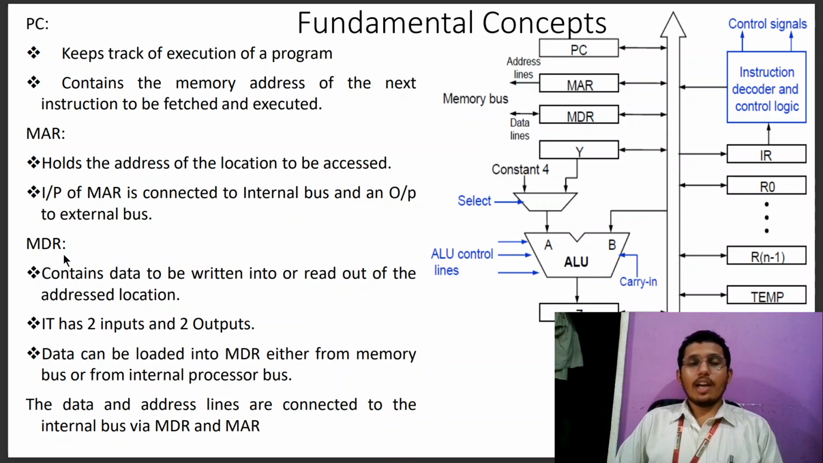The next one is MDR. MDR stands for Memory Data Register. It contains the data which the MAR address holds. Let's say the MAR address holds the data of a variable; after MAR sends the address, MDR takes the value from that address. It also contains the data to be written into or read out of the address location. It has two inputs and two outputs. Data can be loaded into MDR either from the memory bus or from the internal processor bus. The data and address lines are connected to the internal bus via MDR and MAR. This is the functionality of the Memory Data Register.